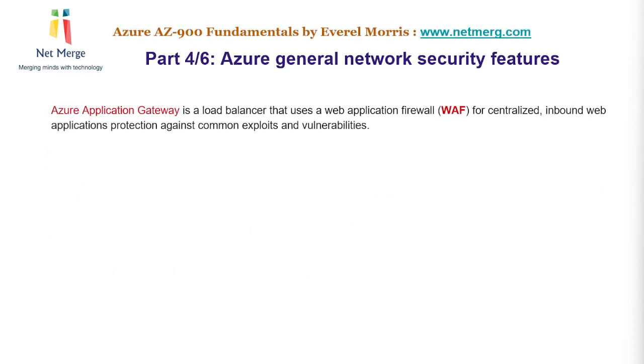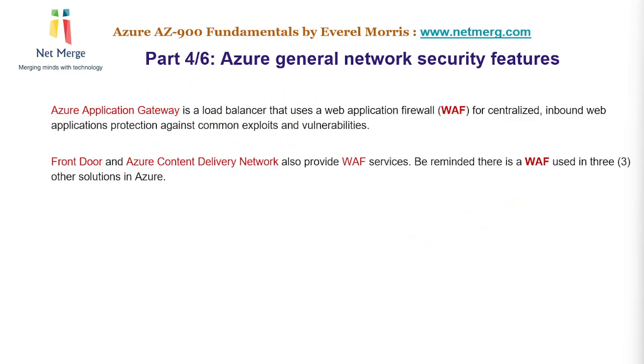Now let's take a look at the Azure Application Gateway, which is another piece of your application tools that you'd use. It is a load balancer in general that uses a web application firewall. So this is a different type of firewall that you use at the layer 7 level. The firewall I just spoke about, you're using it at the network level in your layered application. Now, this you can use for centralized inbound web application protection against common exploits and vulnerabilities. So this is your Application Gateway, remember it.